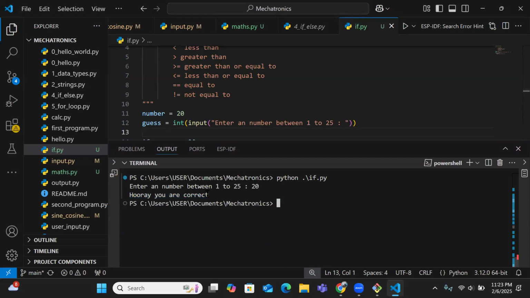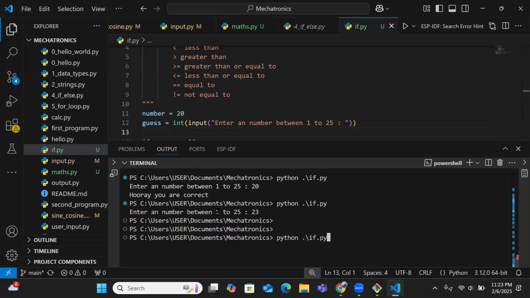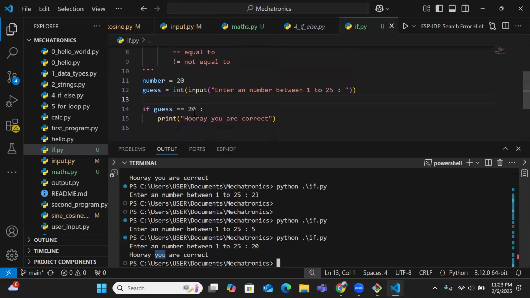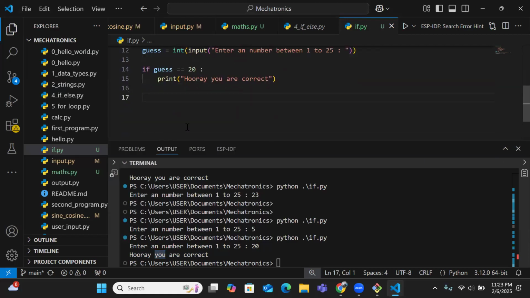Can you see that? But if you put a wrong number, 23, it does not tell you anything. Like 5, it does not tell you anything. But when you do 20, it tells you, hooray, you are correct. Everyone, can you see that? Yes. So that is how to use if.